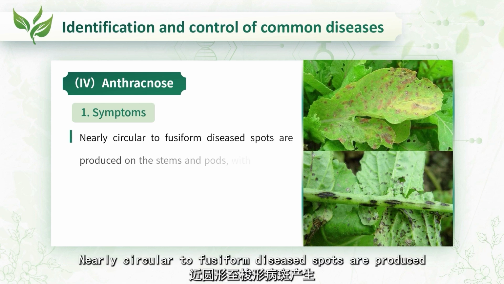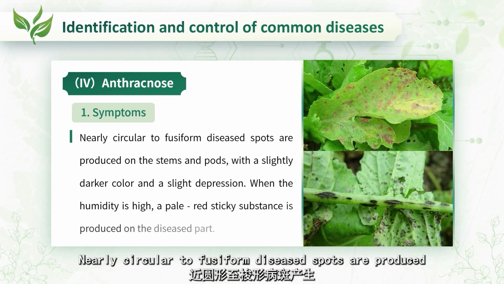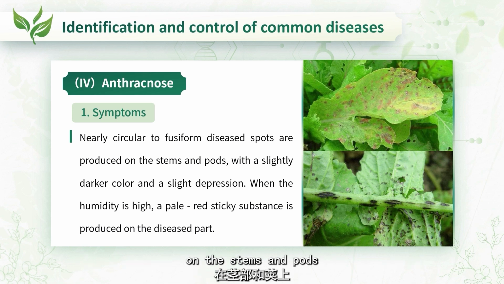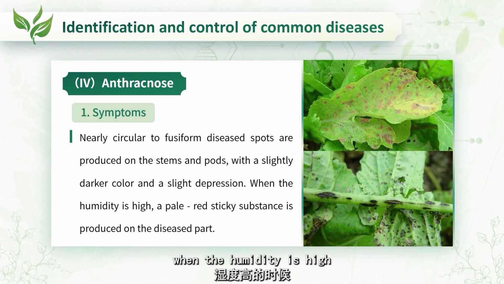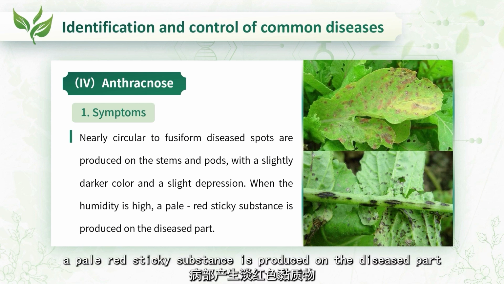Nearly circular to fusiform diseased spots are produced on the stems and pods, with a slightly darker color and a slight depression. When the humidity is high, a pale, red sticky substance is produced on the diseased part.